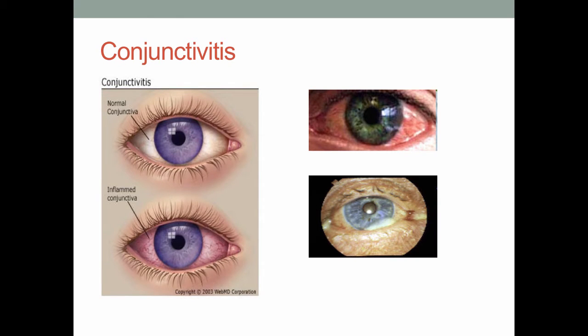This particular slide just reviews for you the signs and symptoms of conjunctivitis, and the left-hand side has a normal conjunctiva, the bulbar, the inflamed conjunctiva, and then some actual photographs with both the reddened conjunctiva, bulbar conjunctiva, very red, and the purulent drainage.